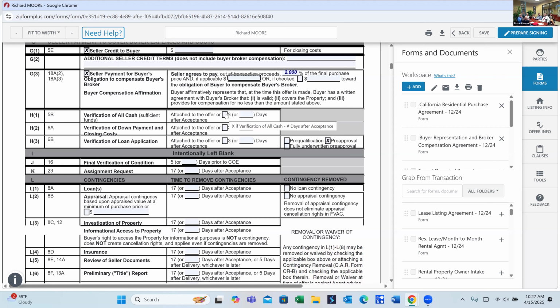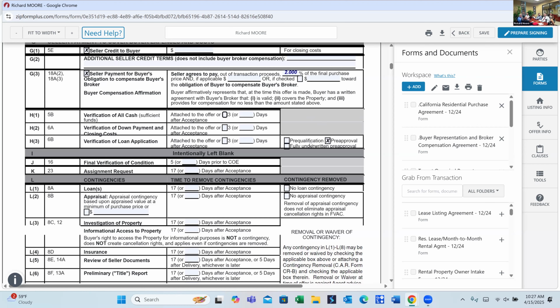This is saying after acceptance, I'm going to provide these documents. So if I check the box, verification of all cash, that means after acceptance, I'm going to provide that. I would say most listing agents are probably not going to entertain your offer too seriously without verification of money, financing, and so on and so forth.